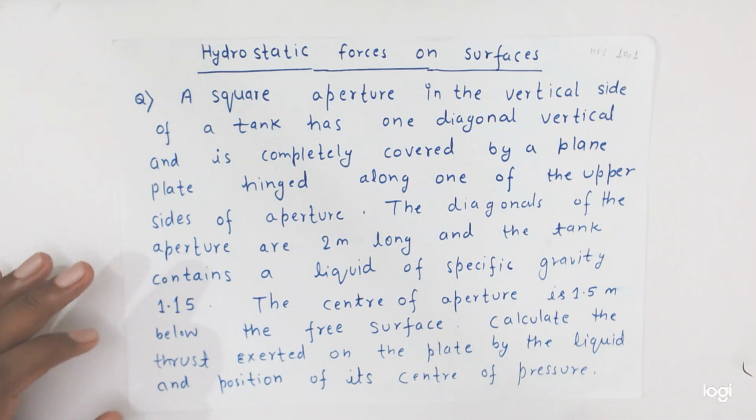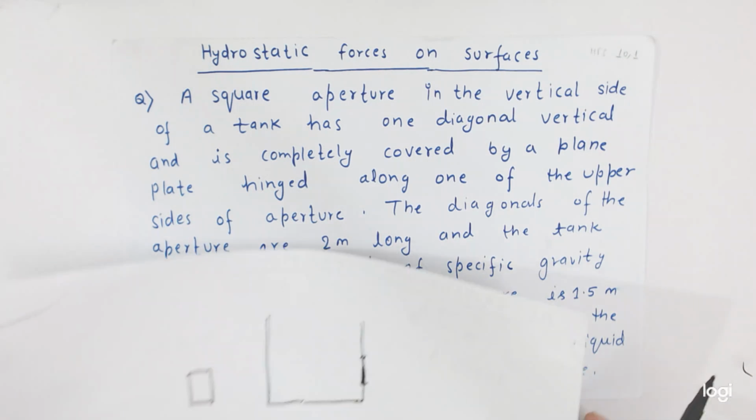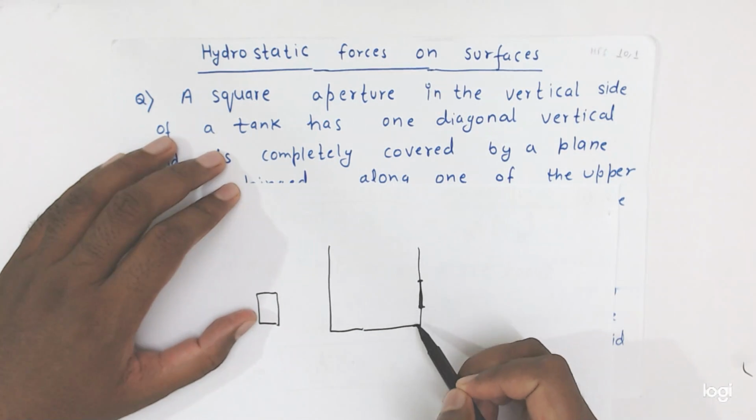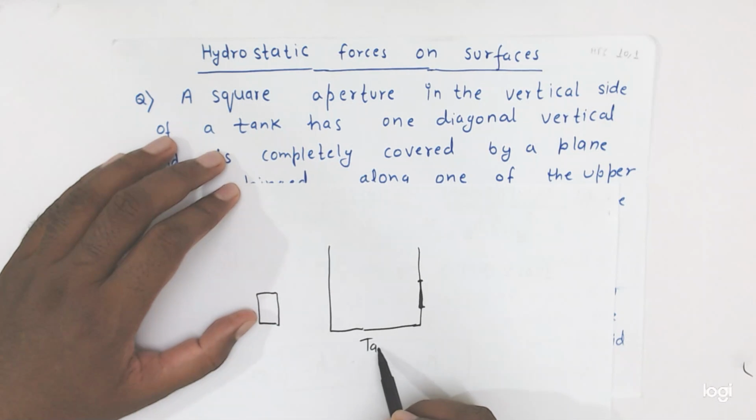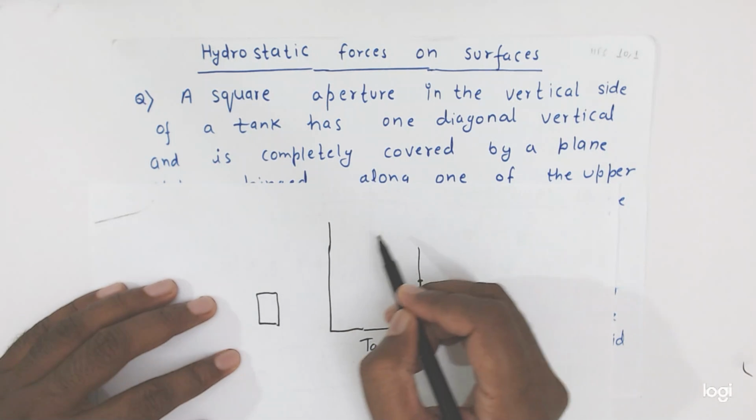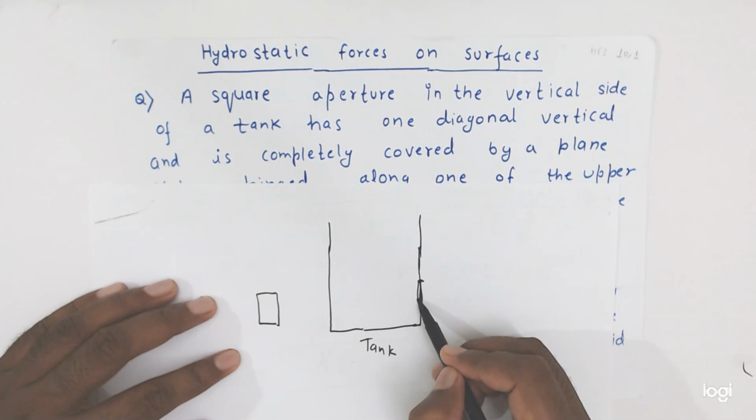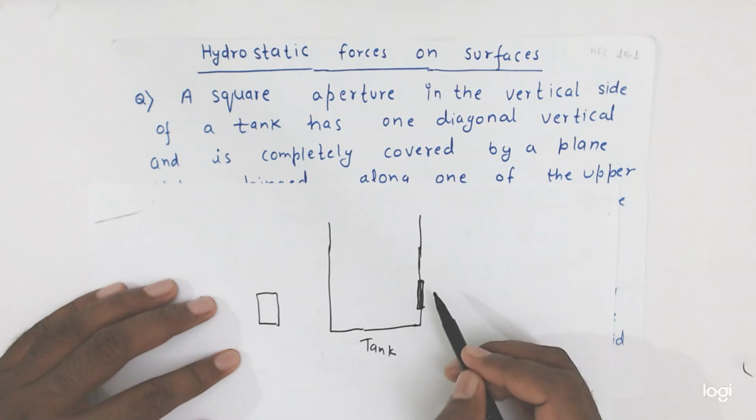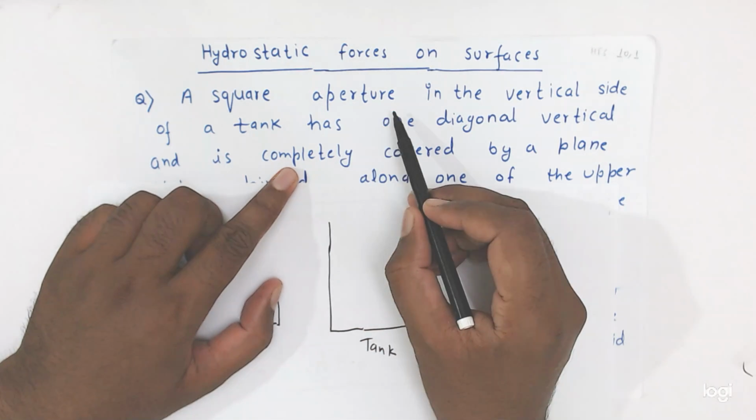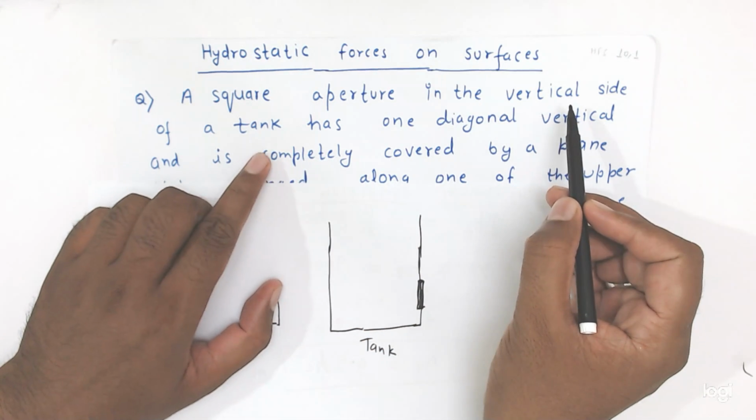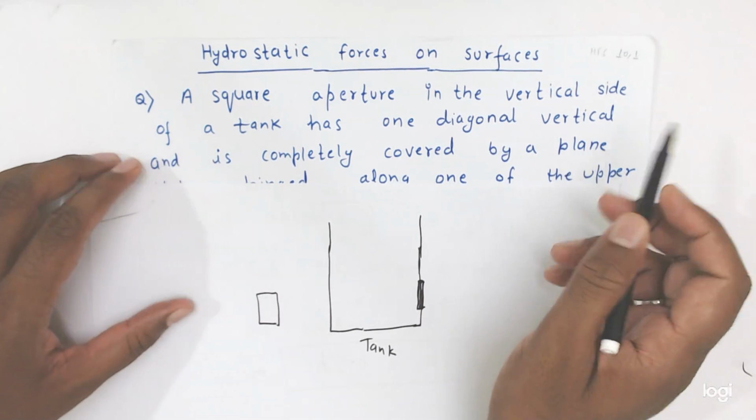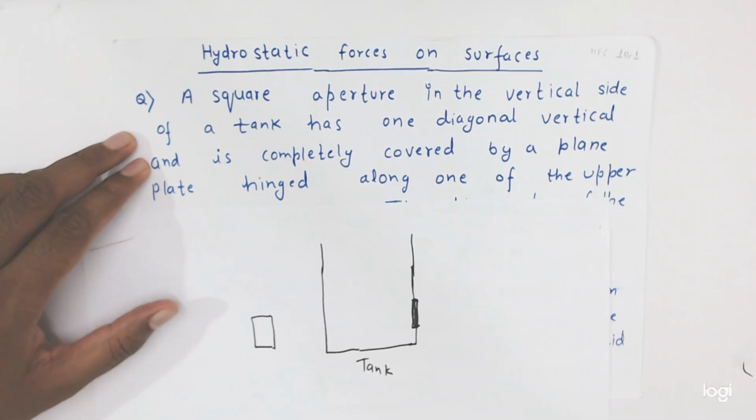Friends, it is saying that a square aperture is there in the vertical side of a tank. See, this is the tank, and here one aperture is there. A square aperture in the vertical side of a tank has one diagonal vertical and is completely covered by the plain plate. It means one diagonal is vertical.